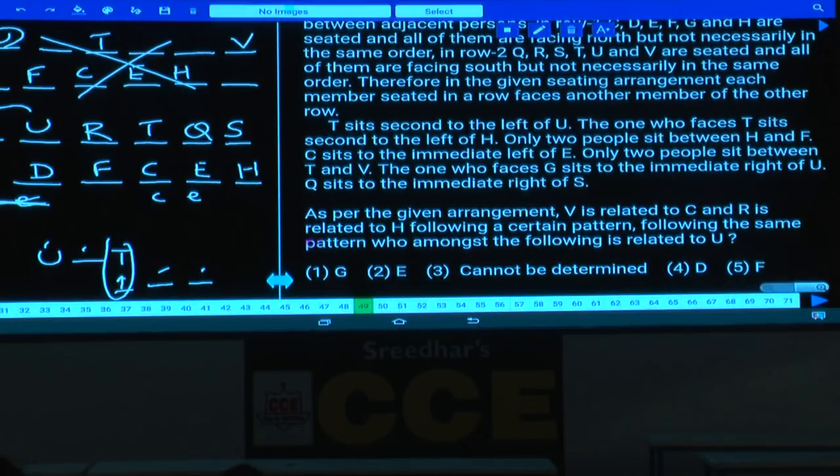Then question number 49. As per the given arrangement, V is related to C, and R is related to H. V is related to C means C's third left and opposite is V. And R is related to H: H's third left is F, and F and R are opposite. In the same way, who is related to U? E. E's third left is D and D's opposite is U. Hence the answer is E, that is choice 2.